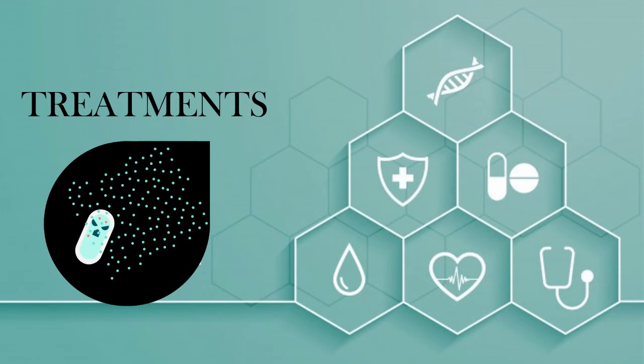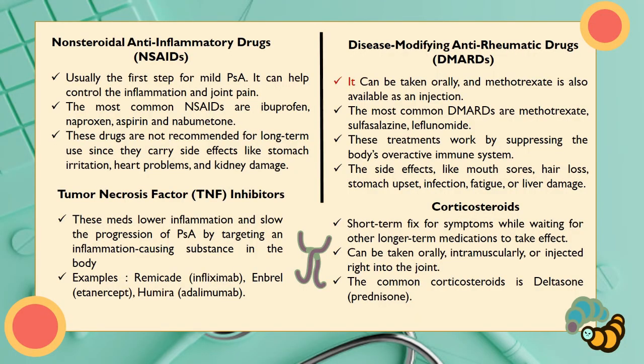Lastly, the treatment for psoriatic arthritis. First are non-steroidal anti-inflammatory drugs. It is usually the first step for mild psoriatic arthritis. It can help control the inflammation and joint pain. The most common NSAIDs are ibuprofen, naproxen, aspirin, and nabumetone. These drugs are not recommended for long-term use since they carry side effects like stomach irritation and kidney damage.